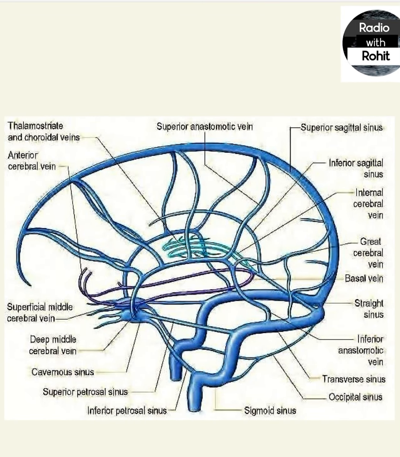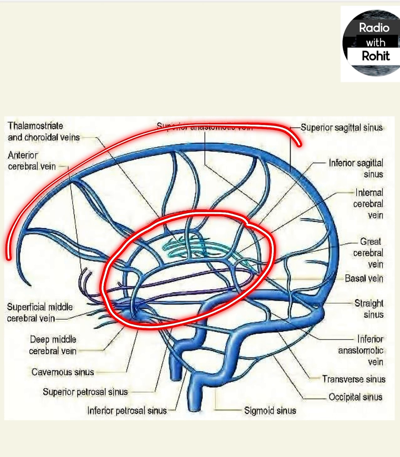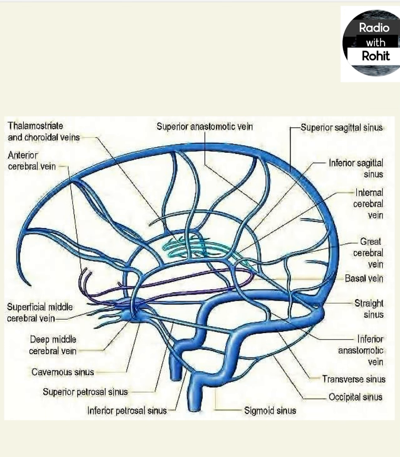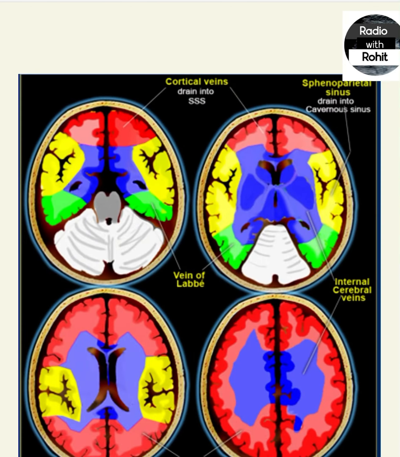So this is our final diagram. Here we can see that the deep cerebral venous system and superficial cerebral venous system are together demonstrated in this diagram. This is our superior sagittal sinus, this is the inferior sagittal sinus, this is our straight sinus, and then the transverse and sigmoid sinuses and the internal jugular vein.